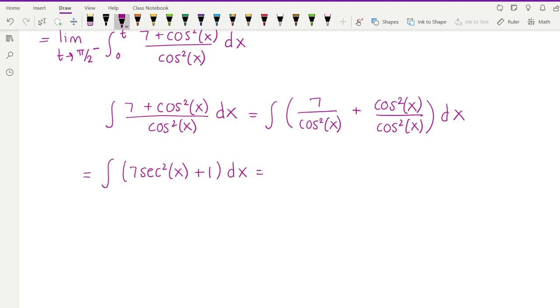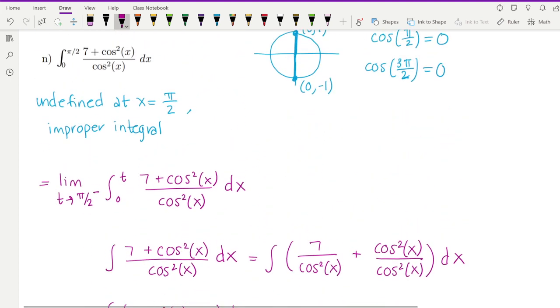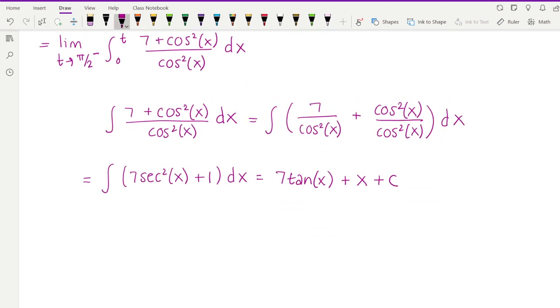And so this is nice because the antiderivative of secant squared is just tangent of x. So we have a nice simple antiderivative. So we have 7 times tangent of x plus c. Okay, so now that we have our antiderivative, we can go ahead and put that back into our limit. So we're going to have the limit as t approaches pi over 2 from the left of 7 times tangent of x plus x, and we're evaluating this at t and at 0.